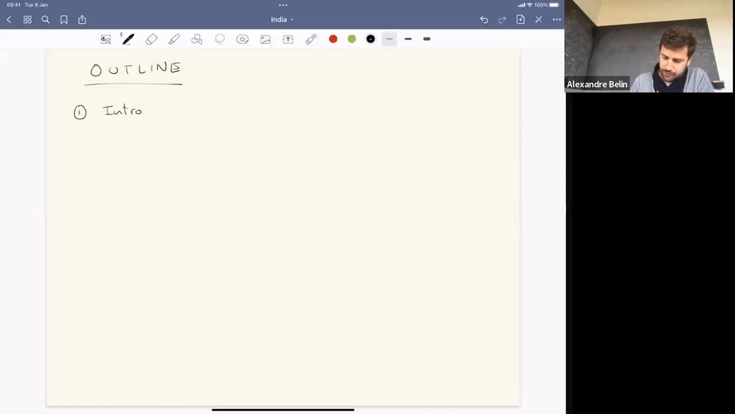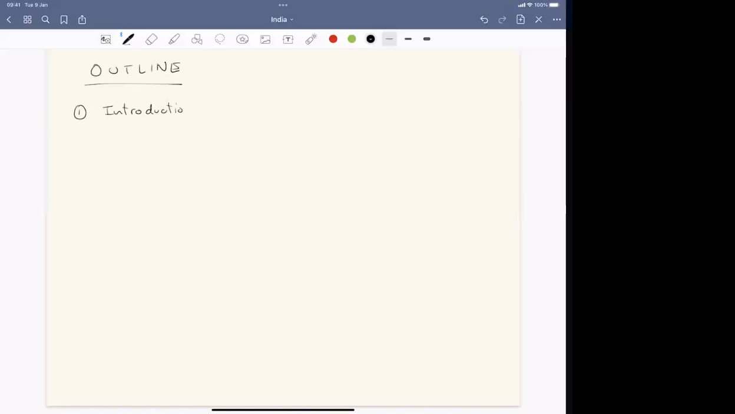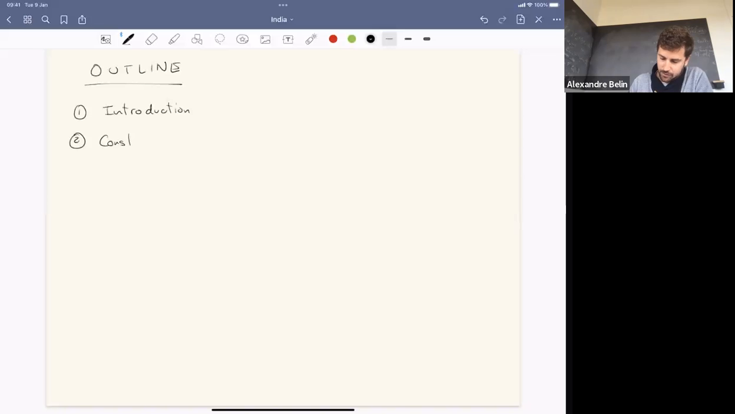So the plan for the rest of the talk is pretty simple. This was an introduction. What I want to do is just construct finite local operators. I'll do it explicitly, and I'll tell you the properties that they satisfy and in which states we can do this. And then I'll end with some interpretation and comments.